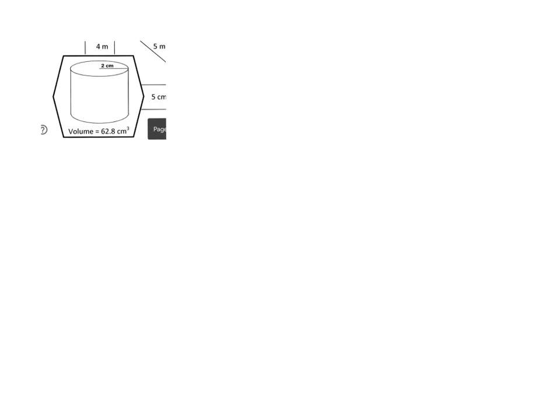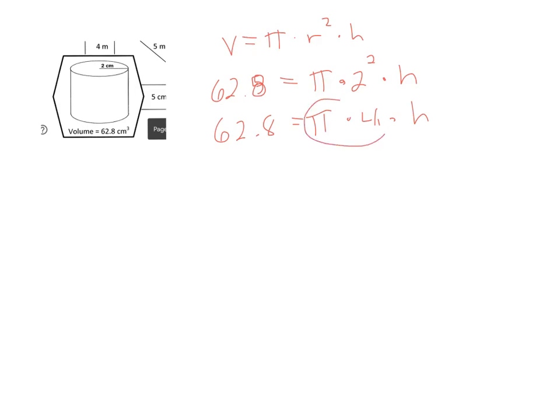Alright, looks like this one should be our last one. We've got volume is equal to pi times radius squared times the height. So we're going to plug in 62.8 for our volume is equal to pi times 2 squared times the height. 62.8 is equal to pi times 4 times height. And now I'm going to do this part. Pi times 4. 3.14 times 4 gives me 12.56.